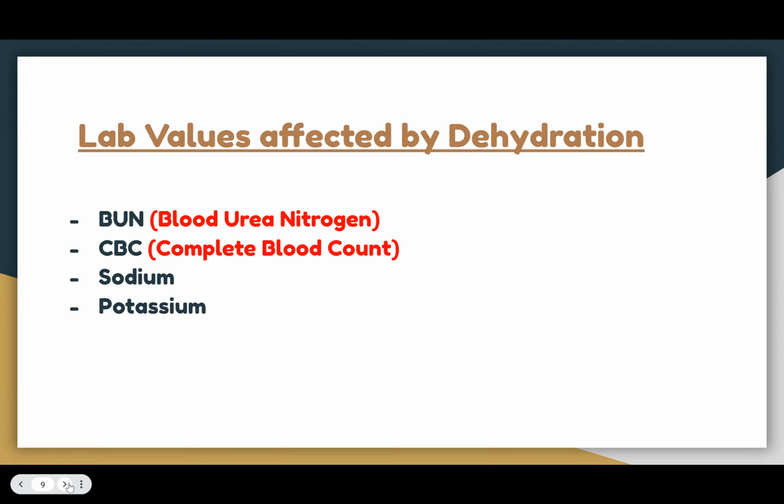Sodium increases with dehydration as well due to a lack of fluid in the body, and potassium levels increase with dehydration too. Since the body doesn't have enough fluids, it can't process the potassium, right? So it builds up in the body and potassium levels increase.